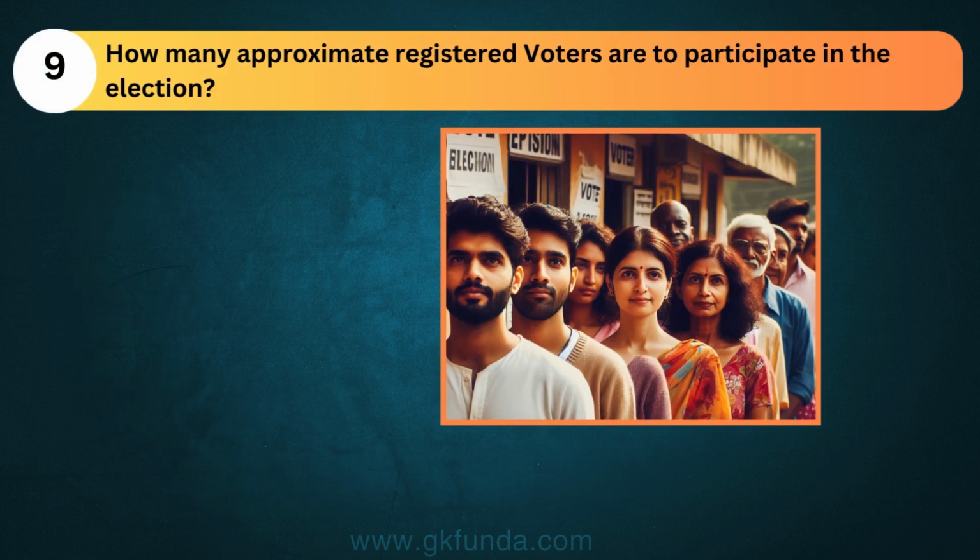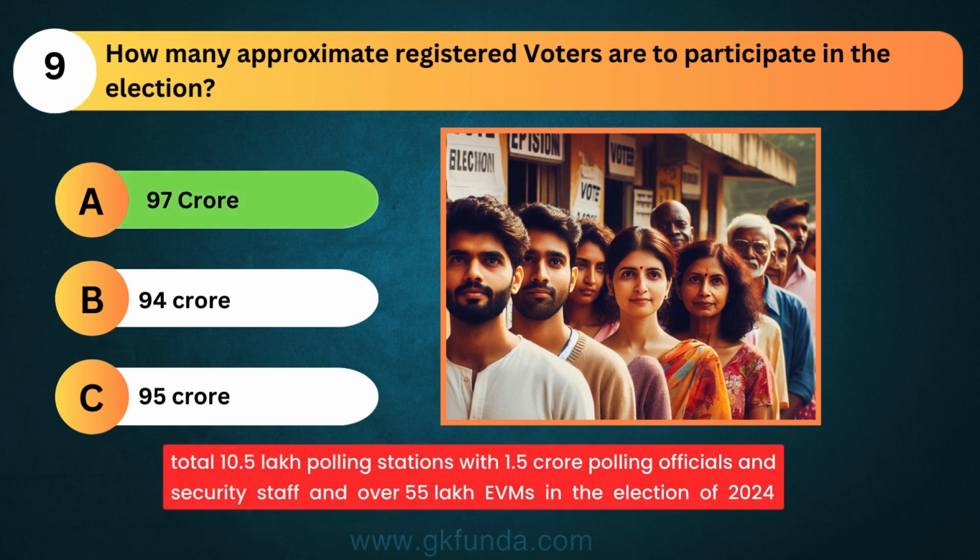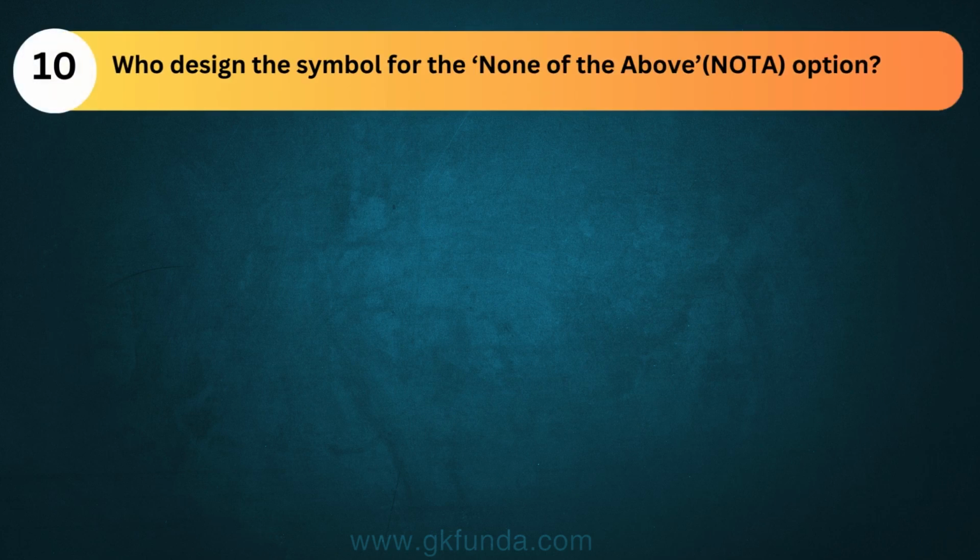How many approximate registered voters are to participate in the election? The answer is option A, 97 crore. Total 10.5 lakh polling stations with 1.5 crore polling officials and security staff and over 55 lakh EVMs in the election of 2024. Who designed the symbol for the none of the above, NOTA, option?